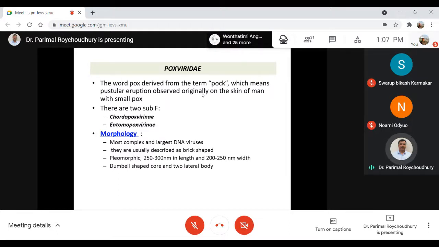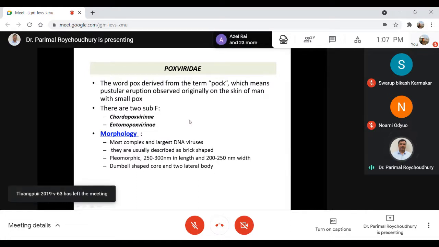Similarly, when we inoculate this virus in the embryonated chicken egg, in the chorioallantoic membrane we observe discrete white lesions, which are commonly called pox lesions. Since this virus always produces that kind of lesions in the chorioallantoic membrane, that is another point why this particular group of viruses is designated as pox.